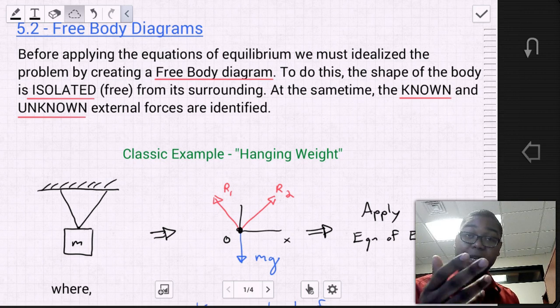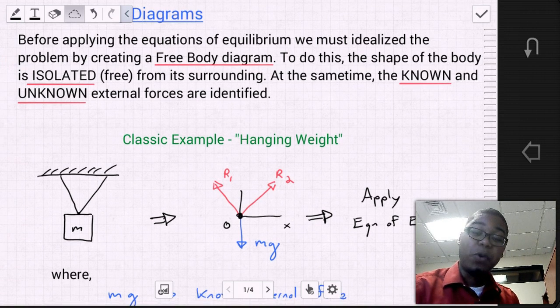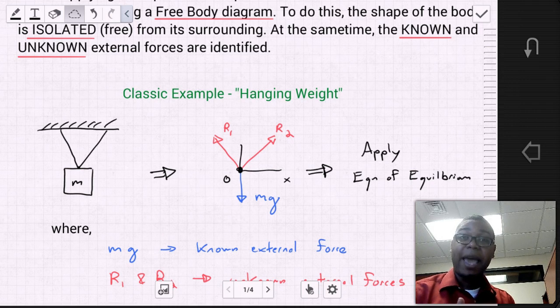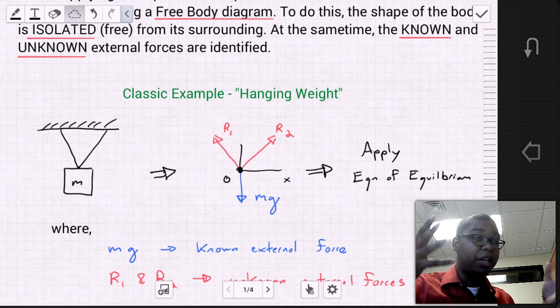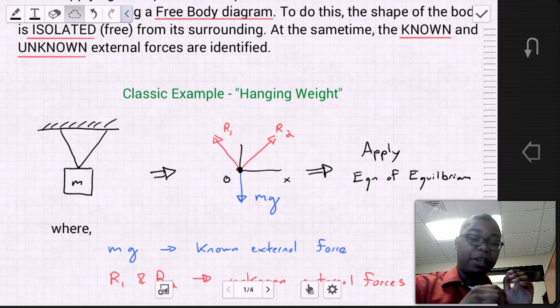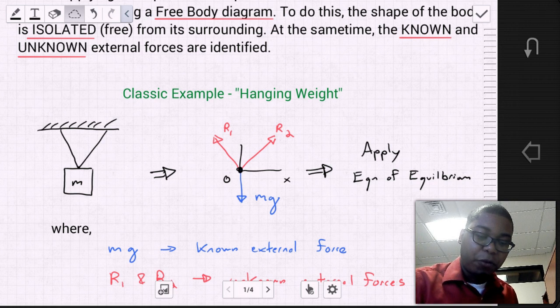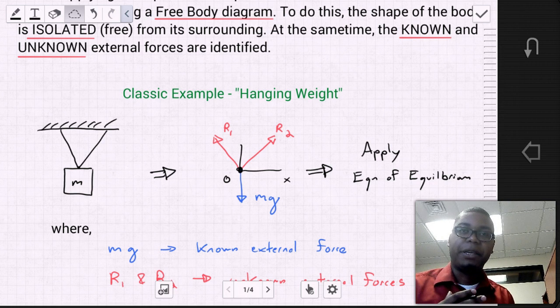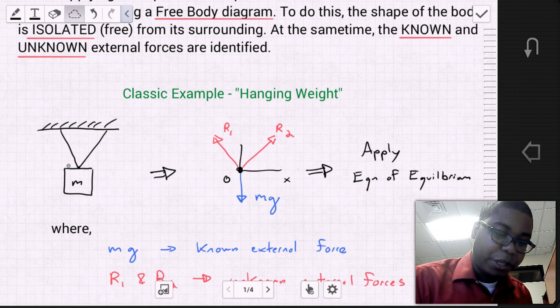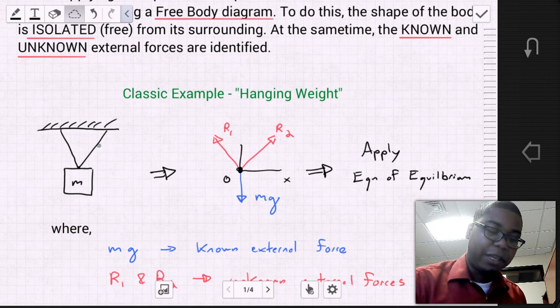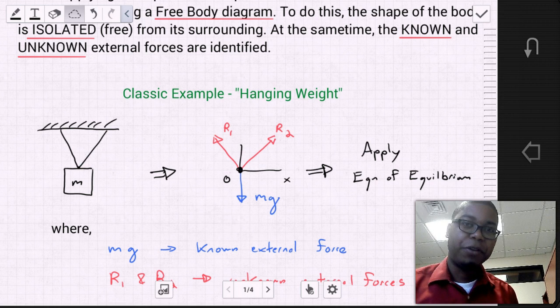So the classic example is a simple hanging weight, where here we have a mass that's hanging by two cables and it's attached to the roof. And we're given the quantity of the mass for that object, that body. So let's start crafting the free body diagram. The first thing we want to do is free the body. We want to remove those distracting things. So, we can look at the connection point between the links and the mass, and we can say that's the point of interest we want to find.